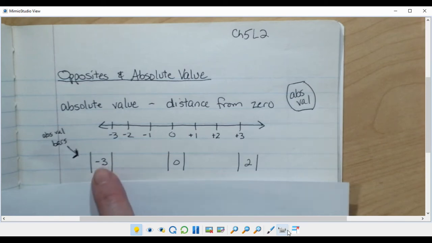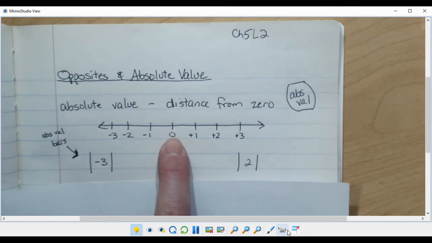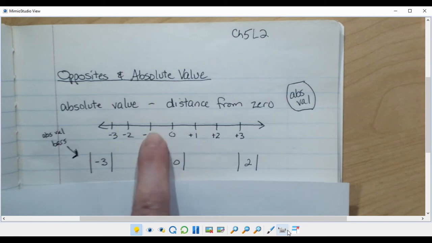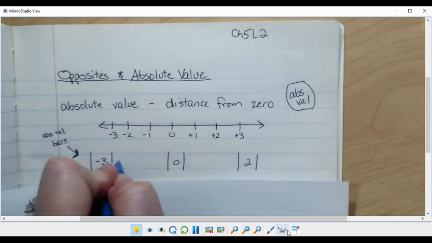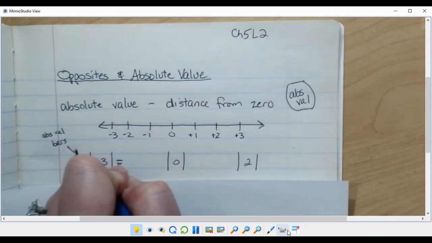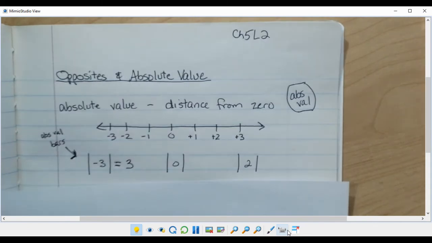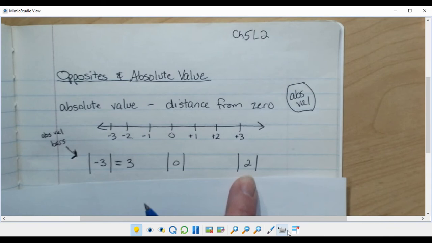Now, these two bars are telling me how far is this number from zero? Well, I'll go to my number line and I'll say, well, here's 0. 1, 2, 3 jumps. The absolute value is 3. Not -3, just 3, positive 3. We'll come back to 0 in a second.